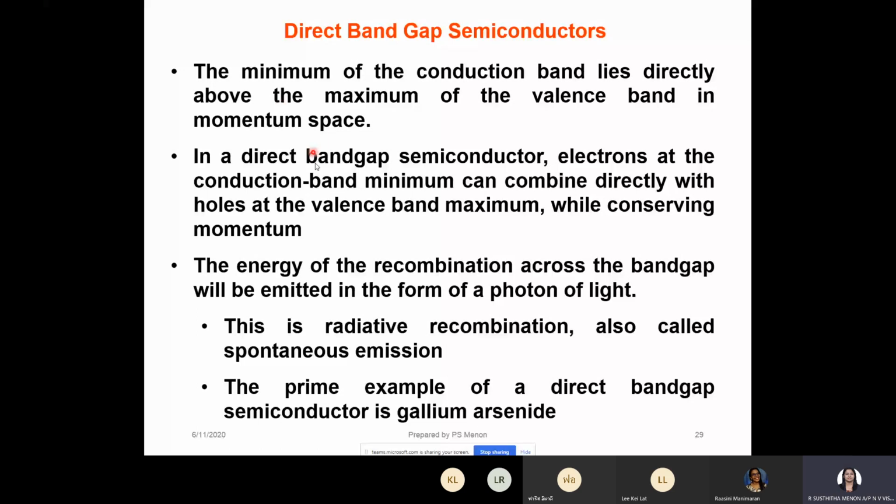Okay, and in a direct band gap semiconductor, electrons at the conduction band minimum can combine directly with holes at the valence band maximum while conserving momentum. The energy of the recombination across the band gap will be emitted in the form of a photon of light. So we call this radiative recombination or spontaneous emission. Okay, and the prime example is gallium arsenide.